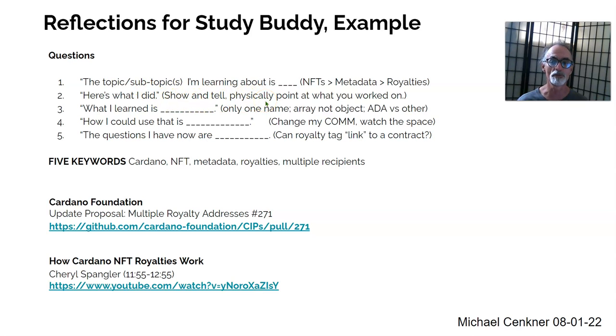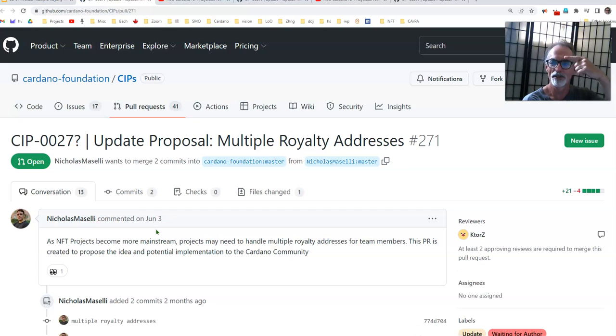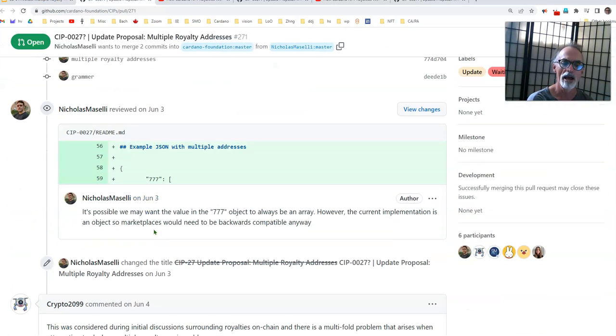Physically point at what you worked on. Here's what I did. So first thing I did, I'm going to point, whoops, I'm pointing this way. I Googled it, and then I went to this site here, the Cardano Foundation GitHub. And they are actually talking about this exact question: can you have more than one person on that recipient field for royalty? The tag is actually numbered 777.